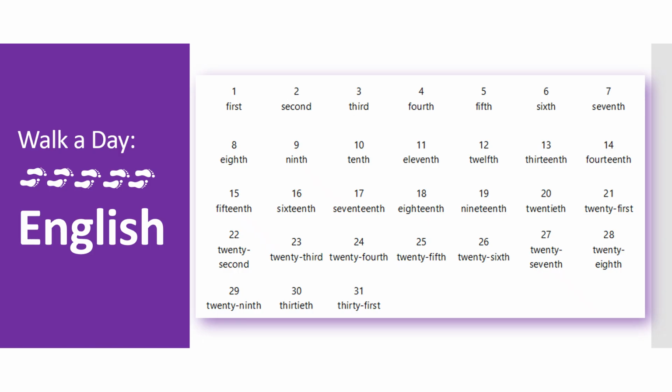For 30, when we look at numbers like 30, 40, 50, we're going to stress the first syllable of this number. So this will help us to hear the difference between 13 and 30. We'll talk about those in a later Walk a Day walk. But for today, we're going to finish off with our last two 30s and how we would count those. So 30th, and 31st.